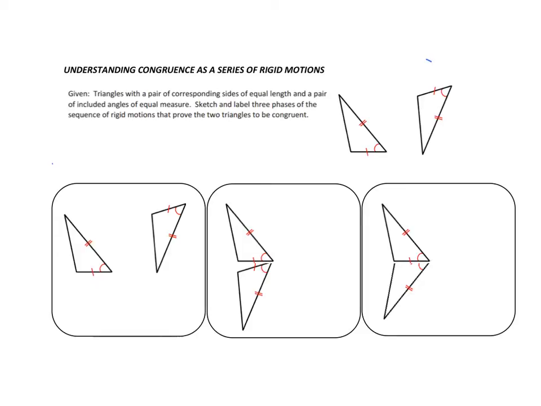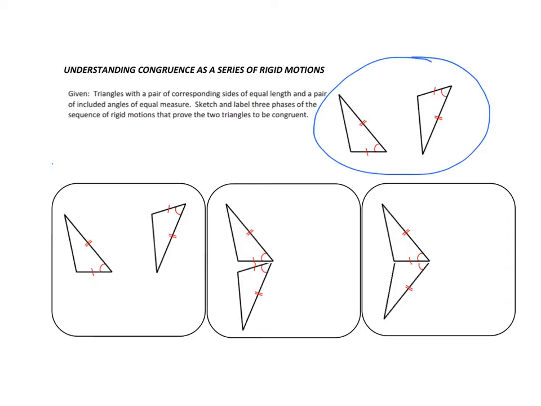Now you can see these two triangles that are given here at the top. We're trying to prove that those are in fact congruent. Even though we already have a side-angle-side relationship marked, we're going to prove why that side-angle-side relationship works through a series of rigid motions.